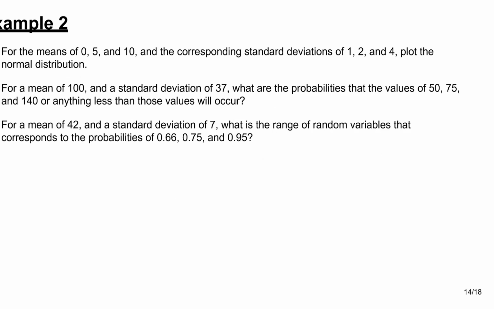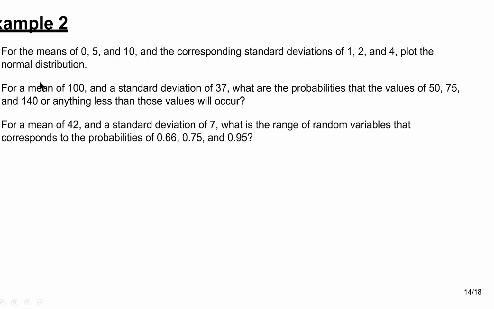So here's another example. I think we'll do this one in Python. I think the example is written in Python. So this is 3 different parts. We've got 3 different means here, 0, 5, and 10, and standard deviations that go with those, 1, 2, and 4. And we're just going to plot the normal distribution. This is like the very first set of graphs that had the different standard deviations. This is going to do that in Python.